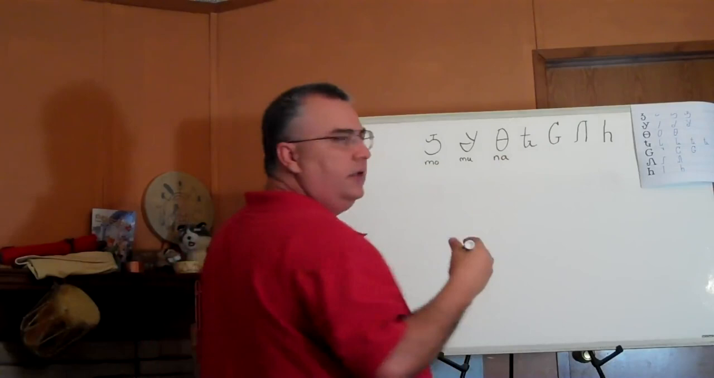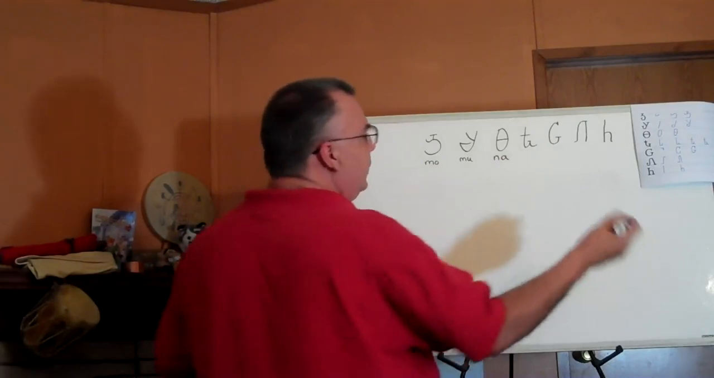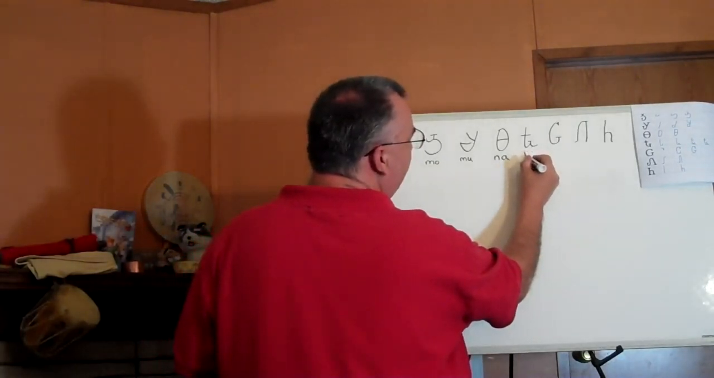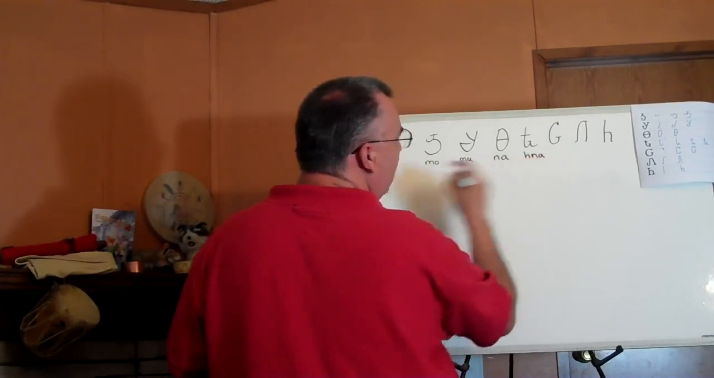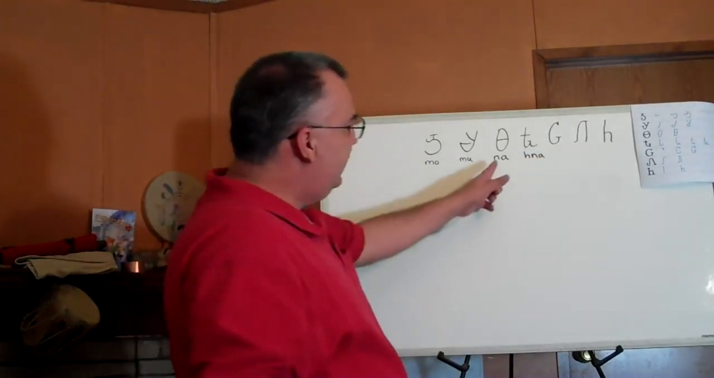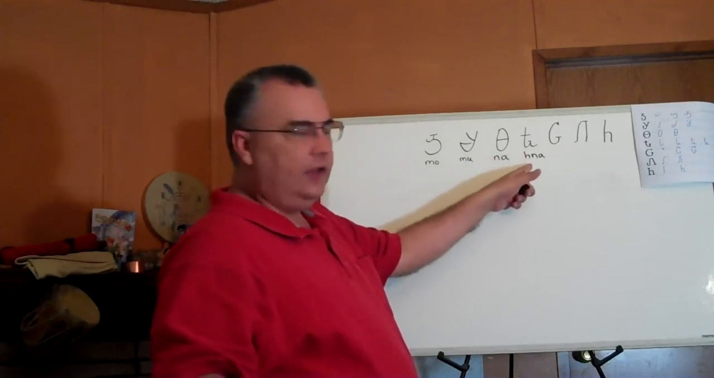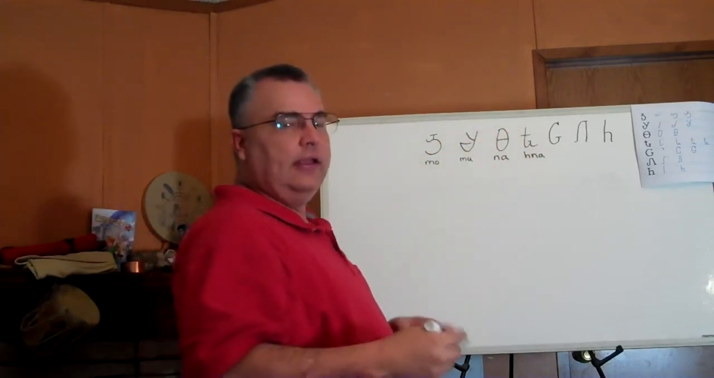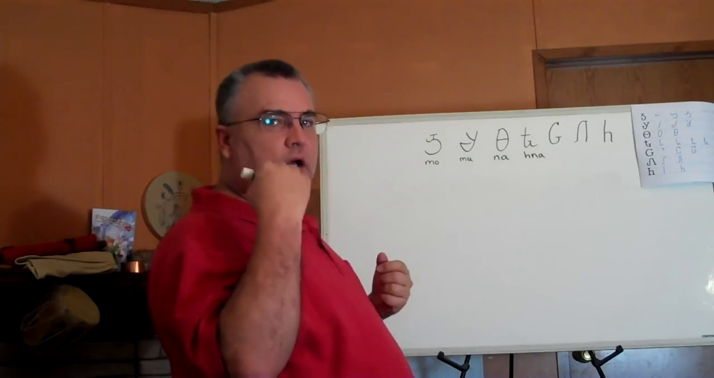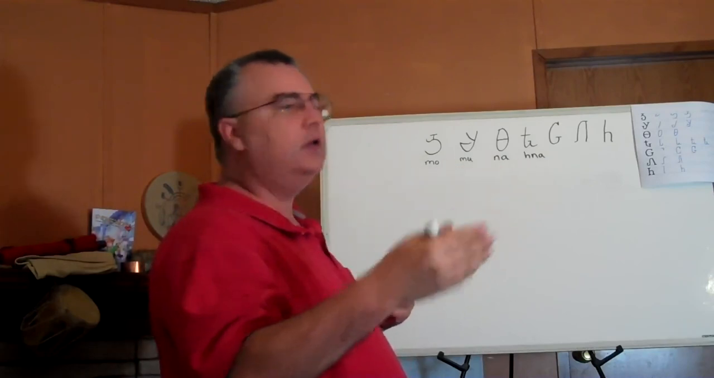Okay. Now the next letter is HNA. That's because we start with an H sound, then we add NA to the end. Okay? So it's this letter with a leading H, then it turns into that. That's HNA. HNA.